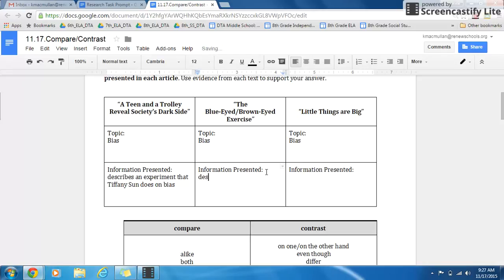So again, our author describes an experiment that Jane Elliott does with her class on bias. So both A Teen in a Trolley reveals society's dark side and the blue-eyed, brown-eyed exercise talk about bias through the steps of an experiment and the results of an experiment by describing it. However, in Little Things Are Big, our Jesus Colon article, how is the information on bias presented? Good. It's presented through a personal narrative or a personal story about bias that Jesus Colon experienced.